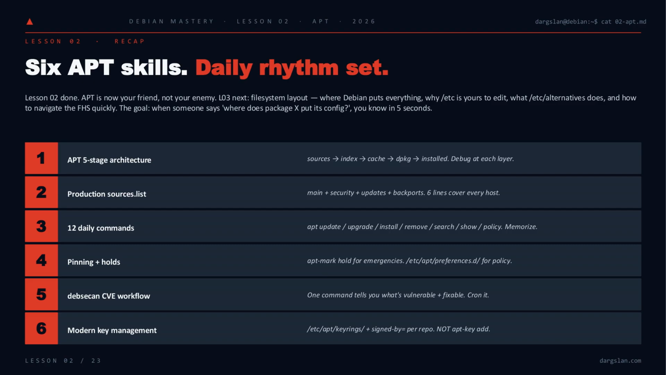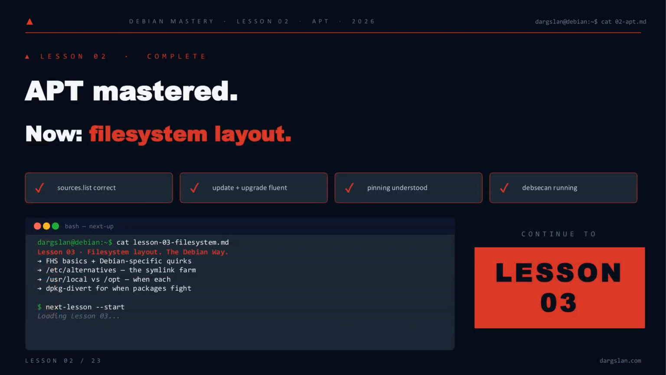Next lesson, we leave APT and walk the file system itself, where Debian actually puts everything, and why /etc belongs to you. And that's Lesson 02 in the bag. sources.list, correct, update and upgrade fluent. Pinning understood, debsecan running. 4 checkboxes that mean APT is no longer a black box. It's a system you operate.